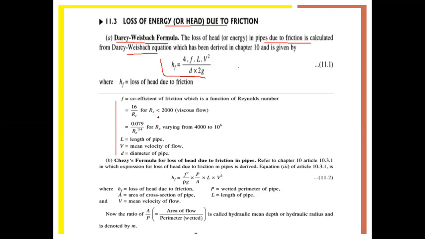f = 16/Re when Re is less than 2000. When it is more than 4000, f = 0.079/Re^(1/4). In this formula, L is the length of the pipe, V is the mean velocity, and D is the diameter of the pipe. Now taking Chezy's formula into consideration, this is also a formula we already derived, that is hf = f' / (rho g) times P/A.